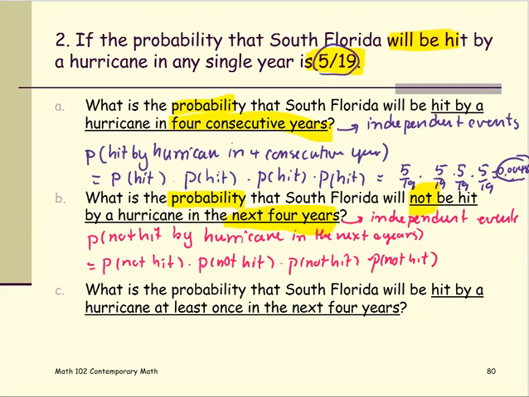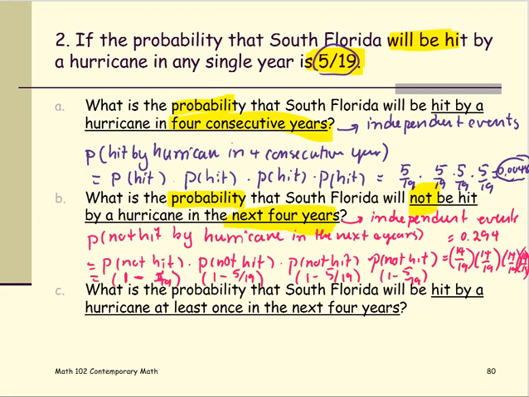Not being hit, so this is the probability that we can compute by using the quantity 1 as 100%, subtracted by being hit, which is 5/19, and the same for the second year, 1 minus 5/19, times 1 minus 5 over 19 times 1 minus 5 over 19, which is the product of the number 14 over 19, 14 over 19, 14 over 19, and 14 over 19. So multiply 14 over 19 four times for 4 consecutive years. The answer will be 0.2948. That means it's about 29.48% chance not being hit by a hurricane in the next 4 years.